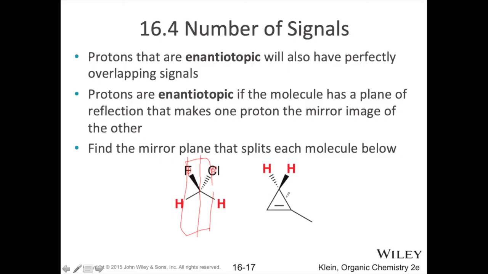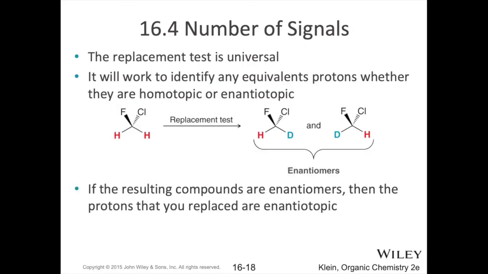So here the mirror plane is the plane of the screen, or if I were drawing this on a board, these four carbons are all in that flat mirror plane. This hydrogen is sticking out of it, and this hydrogen is sticking out in the opposite direction, and they're reflecting each other in that mirror plane. Again, just like with homotopic protons, you can do a replacement test here to prove that you're dealing with two protons that are related through symmetry.